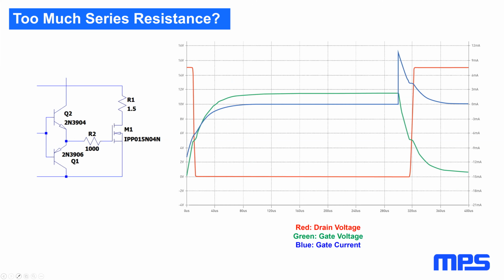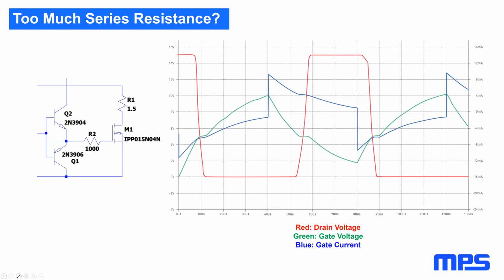You can see the peak gate drive current's now only about 10 milliamps, and it takes 70 microseconds or so to charge and discharge the gate. So if you're switching something very slowly, this might be okay. But if you're trying to switch fast, it doesn't work.